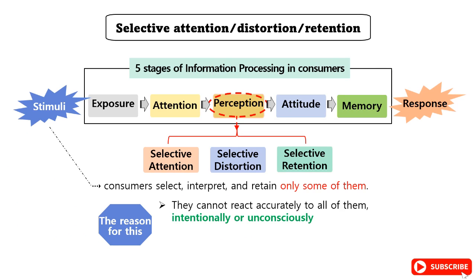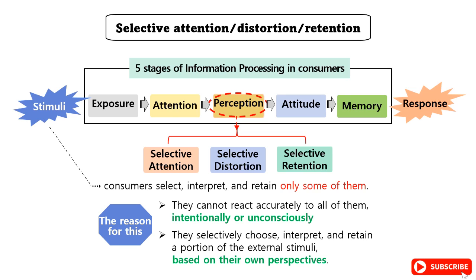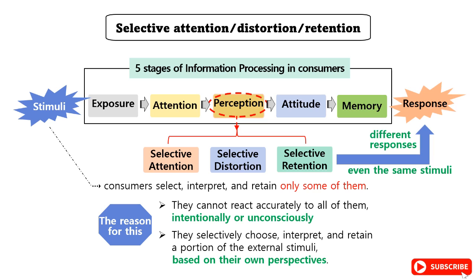The reason is that consumers cannot react accurately to all stimuli, intentionally or unconsciously. Instead, they selectively choose, interpret, and retain a portion of the external stimuli based on their own perspectives. These processes cause different responses among consumers, even when exposed to the same stimuli. So, what exactly are selective attention, selective distortion, and selective retention? I will now explain them in detail.